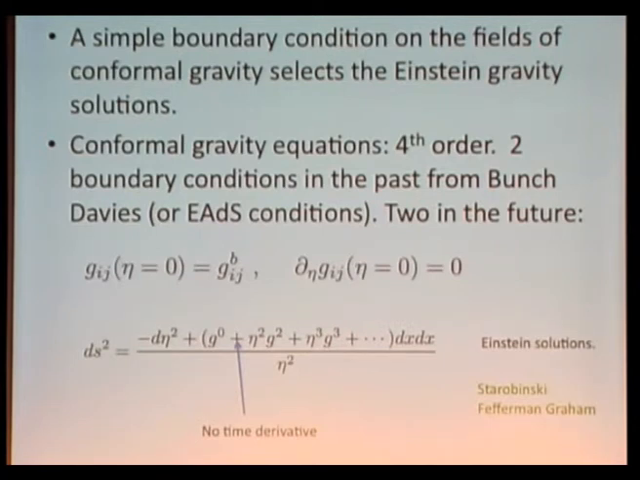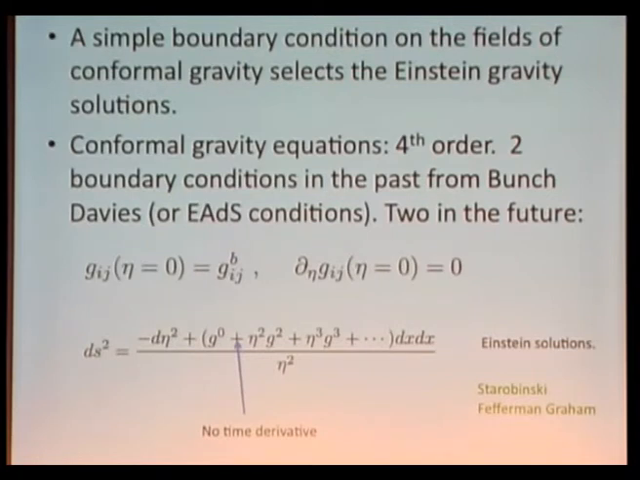And so the conformal gravity equations are fourth order. So we have two boundary conditions in the past from the Bunch-Davies boundary conditions. So we need two boundary conditions in the future to select a unique solution. So imagine that we put boundary conditions where we fix the metric in the far future, and we also fix the normal derivative of the metric. We set it to 0. That will give a unique solution of conformal gravity. But it turns out that this is also a solution of Einstein's equations, because now the Einstein solutions are such that when we expand them around late times, there is a constant piece, and then there is a piece going like conformal time squared, conformal time cubed, etc. And there is no piece that goes like conformal time.